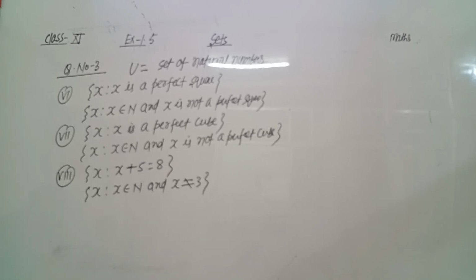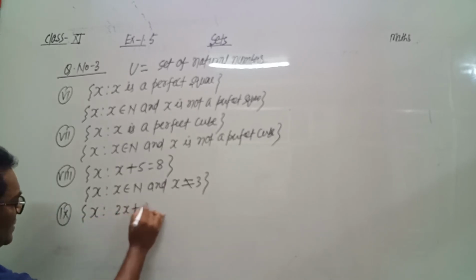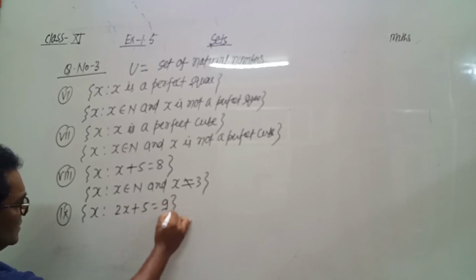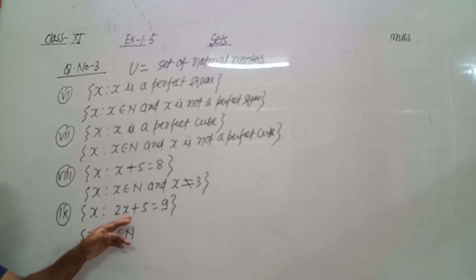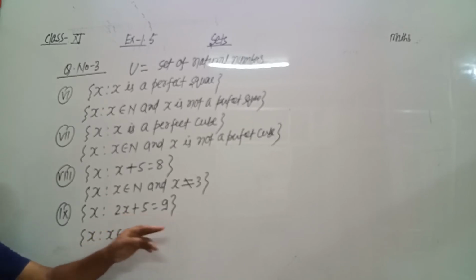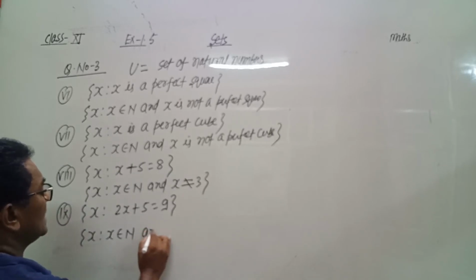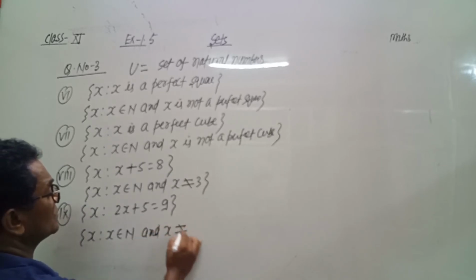Then x such that 2x plus 5 equals 9. So what would be its complement? X such that x belongs to N. When we put the value x equals 2, it becomes 4 plus 5, which is 9. So the value of x should not be equal to 2, and x is not equal to 2.